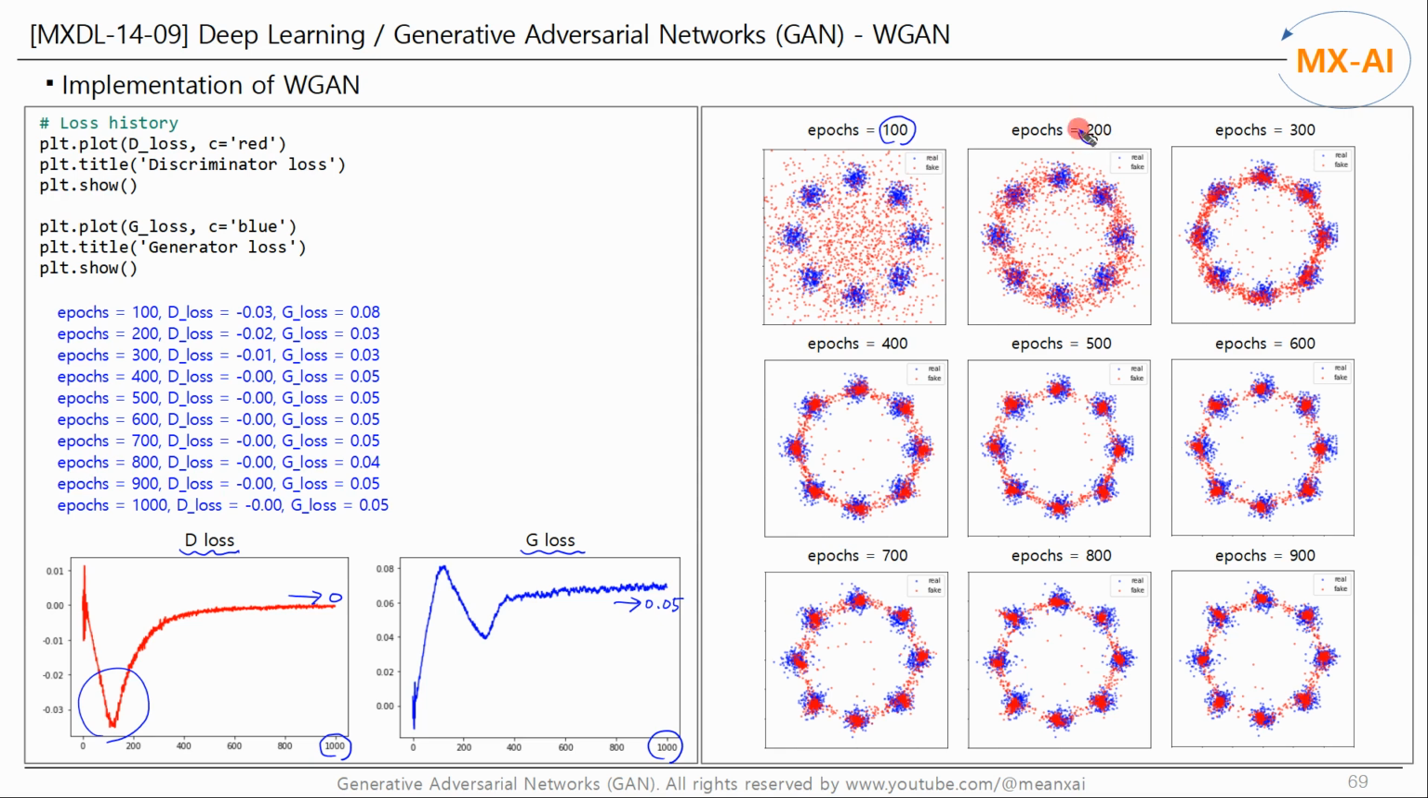After 200 epochs, the distribution of fake data is as follows. The fake data is now a little closer to the real data. After 300 iterations, the fake data became slightly more similar to the real data. After 900 repetitions, the fake data became very similar to the real data. We can see that no mode collapse or mode hopping occurs.